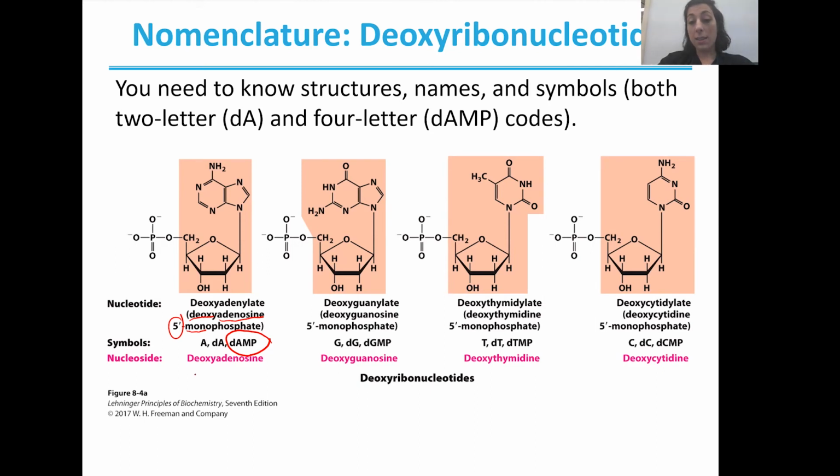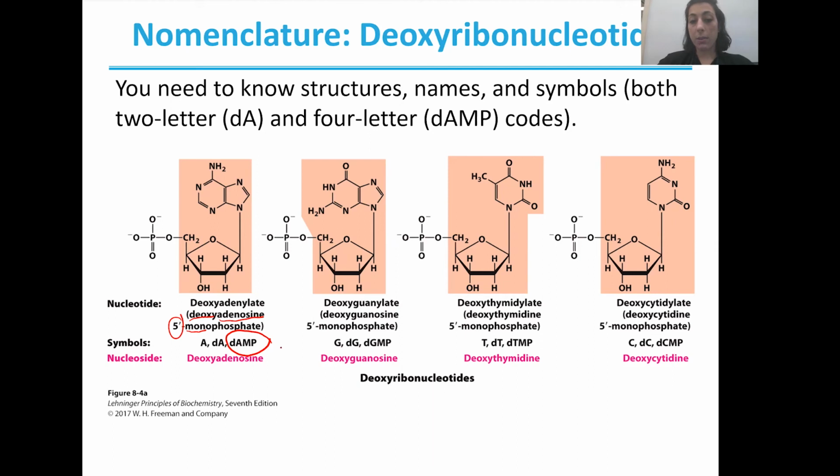Now, if it did not have the phosphate attached to it, remember, we would not add that 5' monophosphate naming group on the end of it. And the nucleoside name, the name with no phosphate, would just be deoxyadenosine. So this naming system holds true depending, of course, whether you have the G, T, or C type of nucleotide attached.